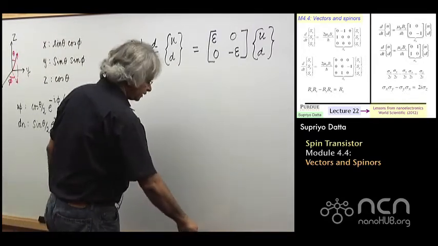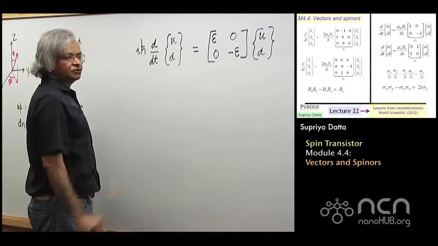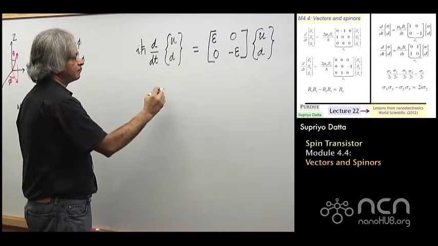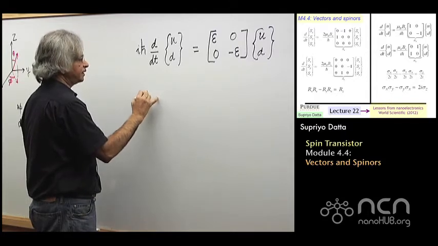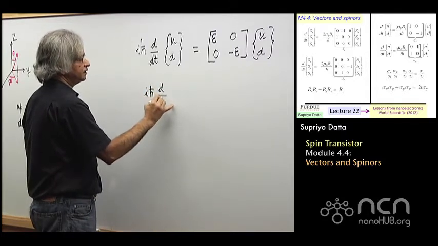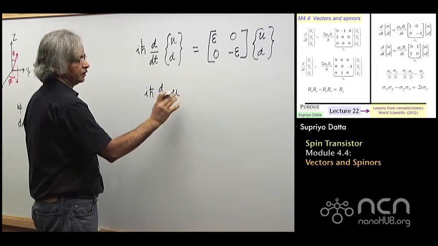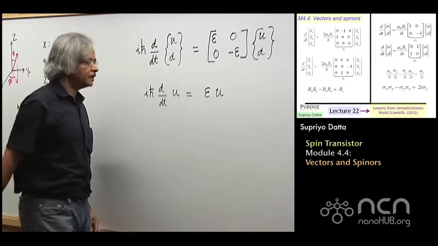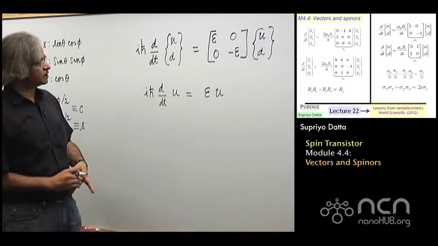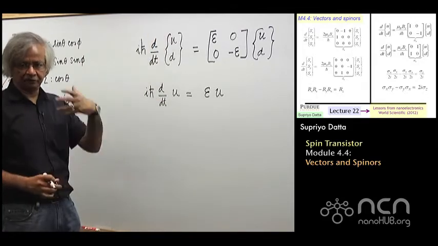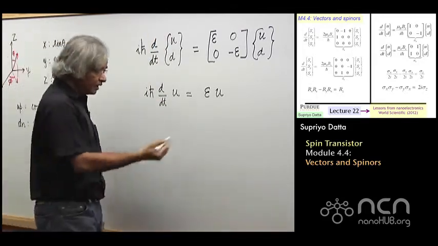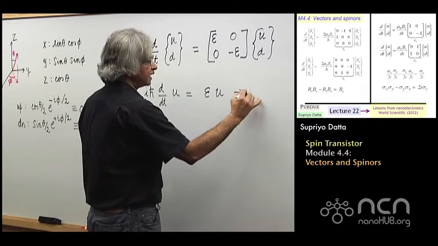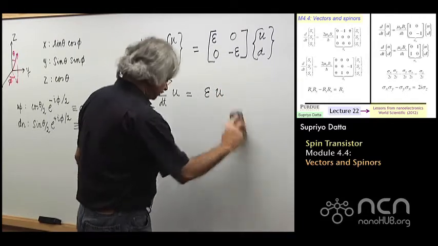And this is relatively easy to solve. Why? Because I just got two separate decoupled equations. I could write iħ d/dt of the u component is epsilon times u. And by u I mean this up component of the spin. And the solution to this is easy. Let me just write it right here.